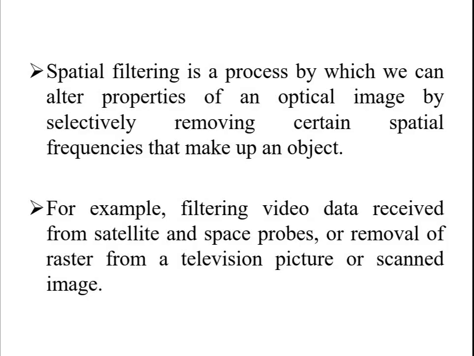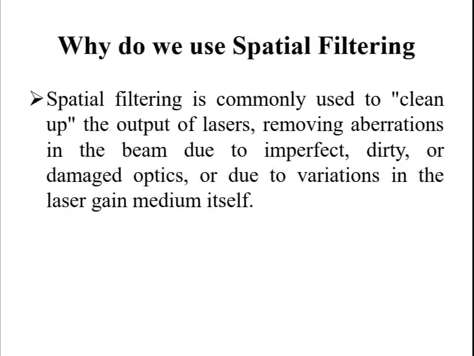Spatial filtering is a process by which we can alter the properties of an optical image by selectively removing certain spatial frequencies that make up an object. For example, filtering video data received from satellites and space probes, or removal of raster from a television picture or scanned image. Why do we use spatial filtering? Spatial filtering is commonly used to clean up the output of lasers, removing aberrations in the beam due to imperfect, dirty, or damaged optics, or due to variation in the laser gain medium itself.